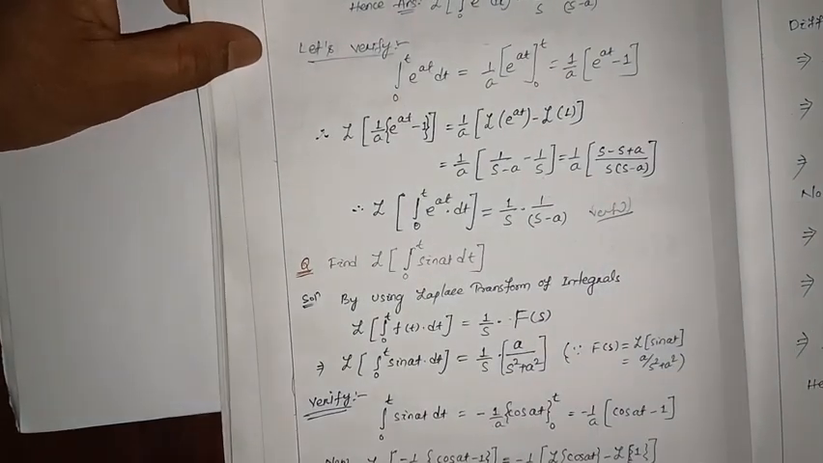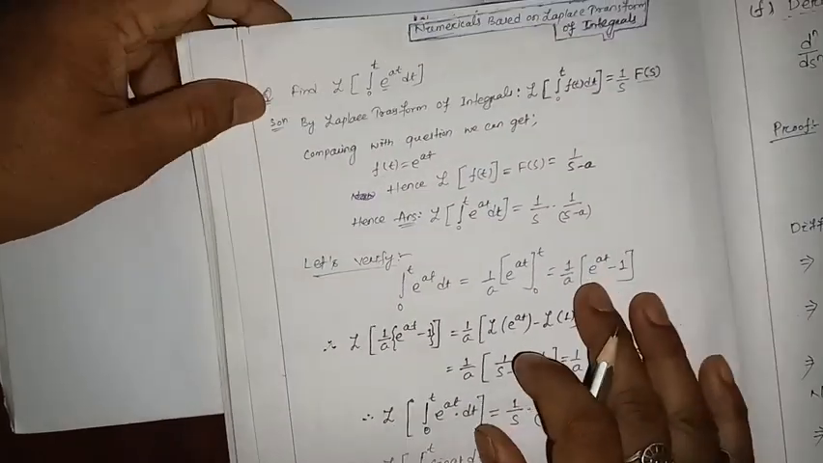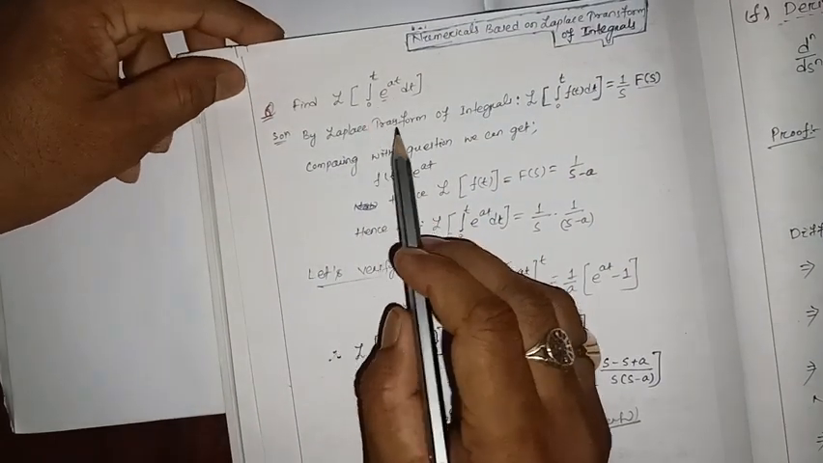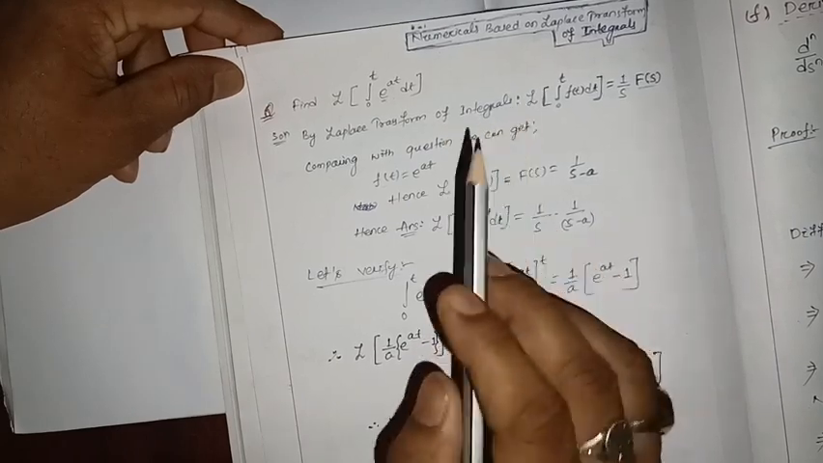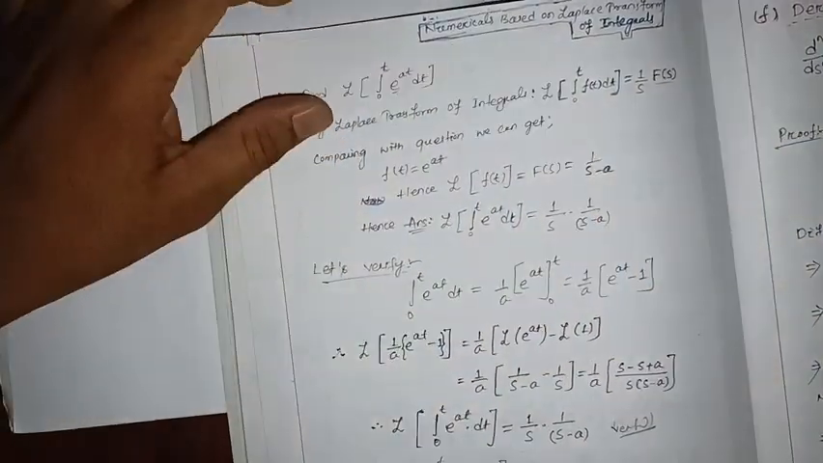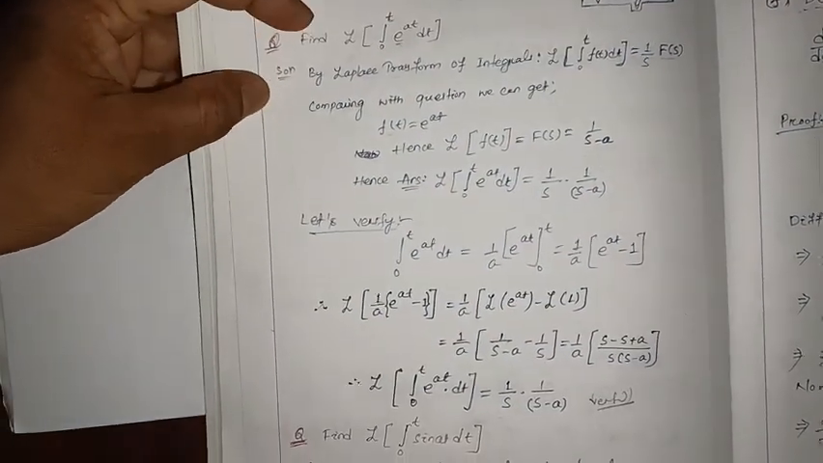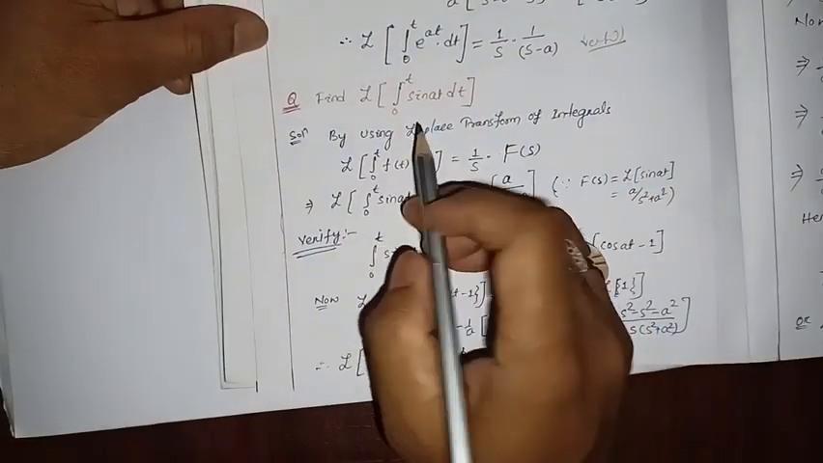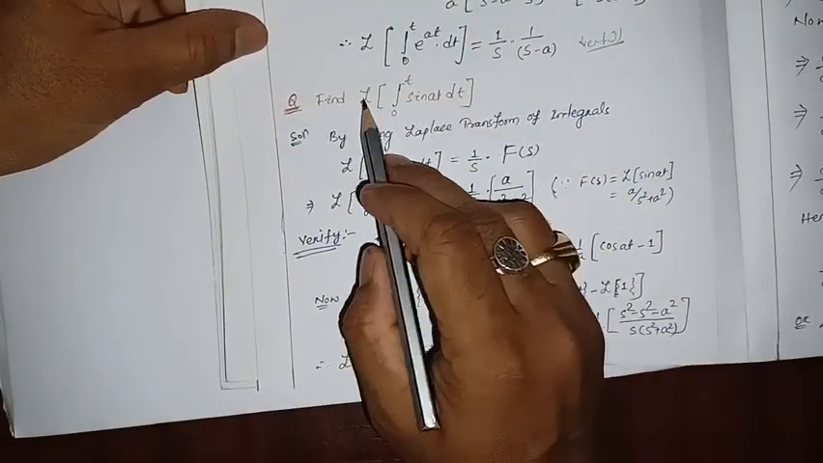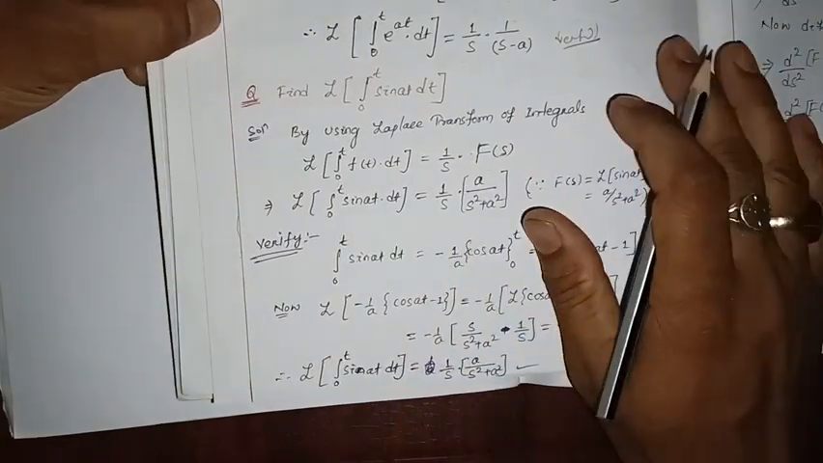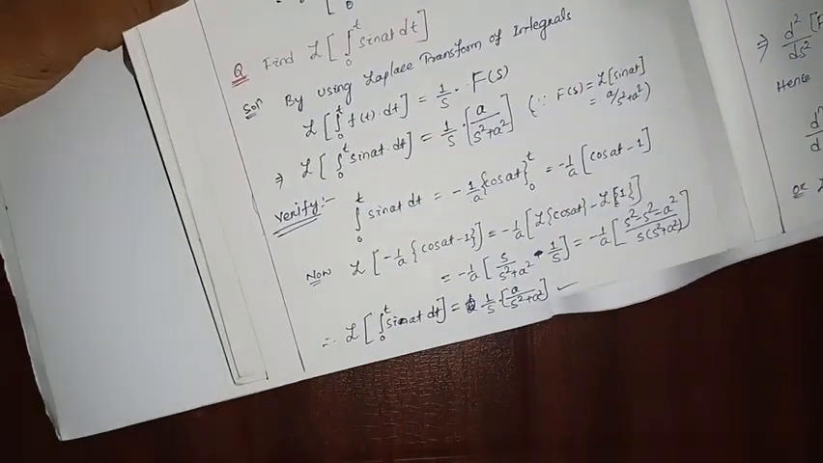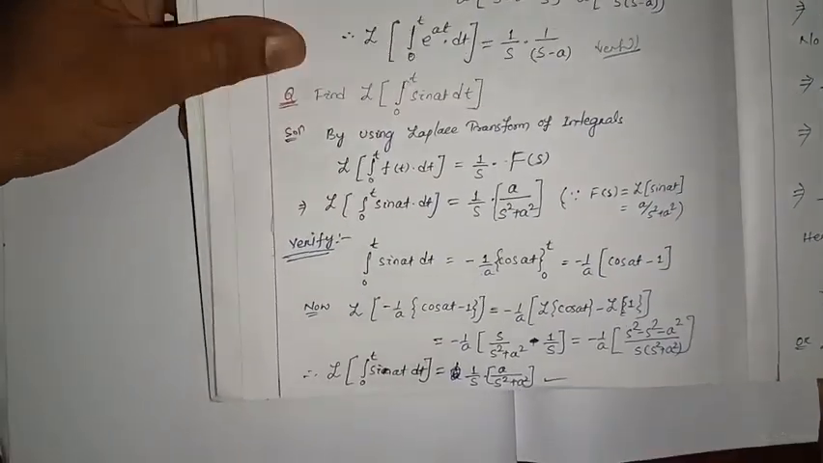Suppose this question is asked in your exam, you can do it by using the Laplace transform of integrals. It is an easy method, only 2 steps. Within 2 steps you can find the answer. The next question is the integral from 0 to t of sin at dt, we have to find the Laplace transform, and this question is also going to be solved by using the Laplace transform of integrals.